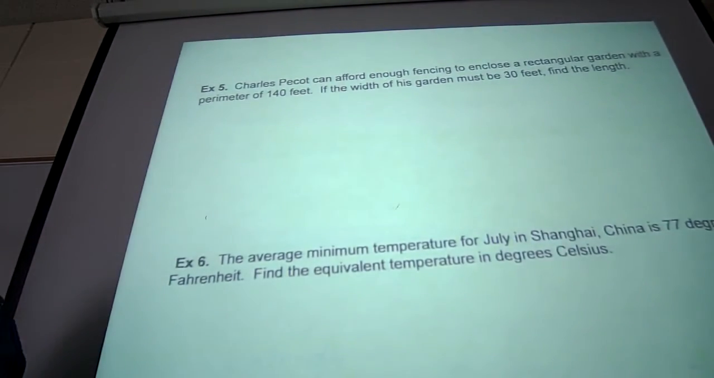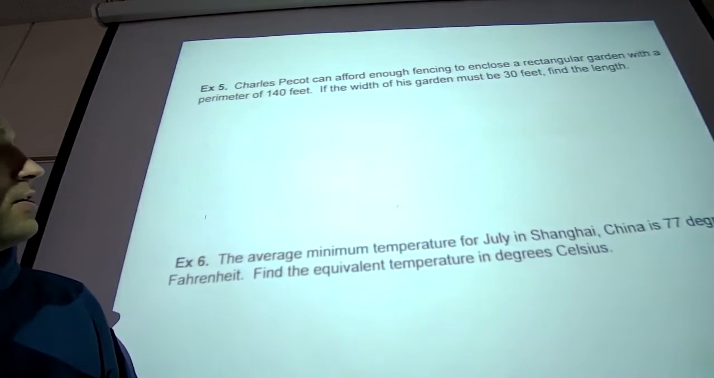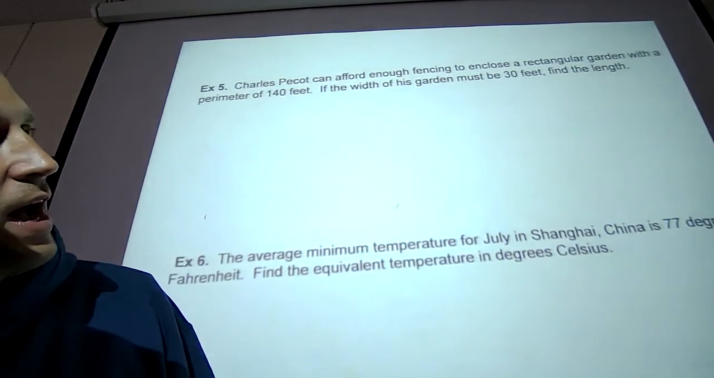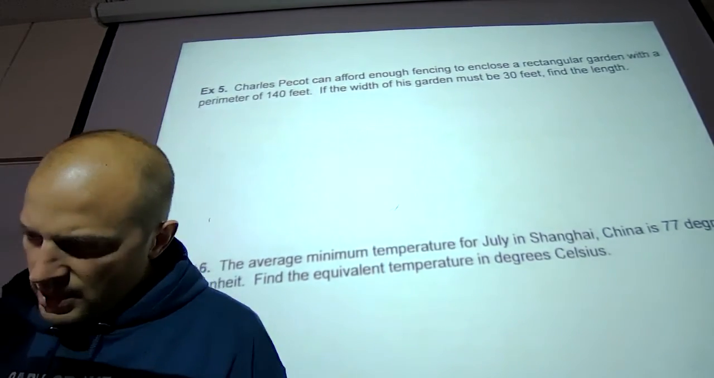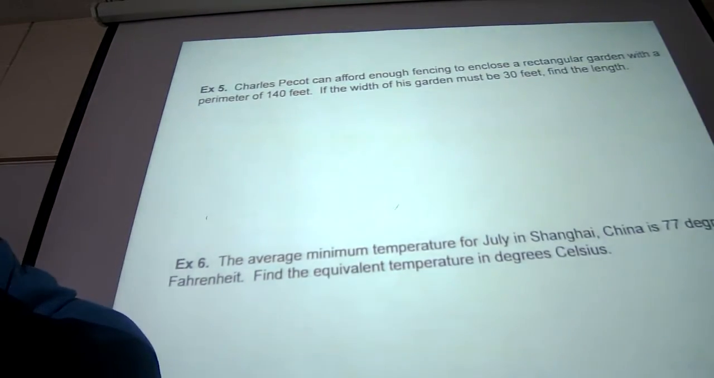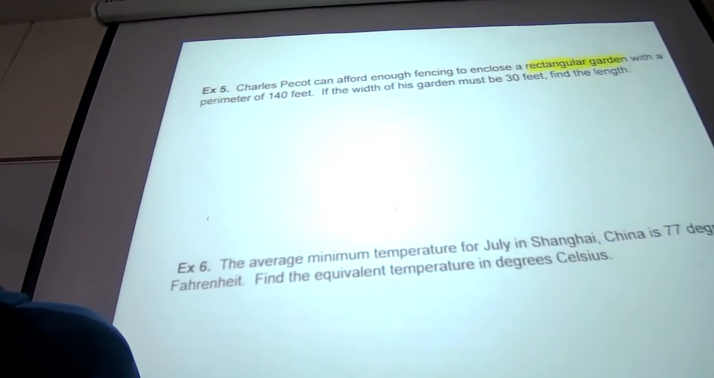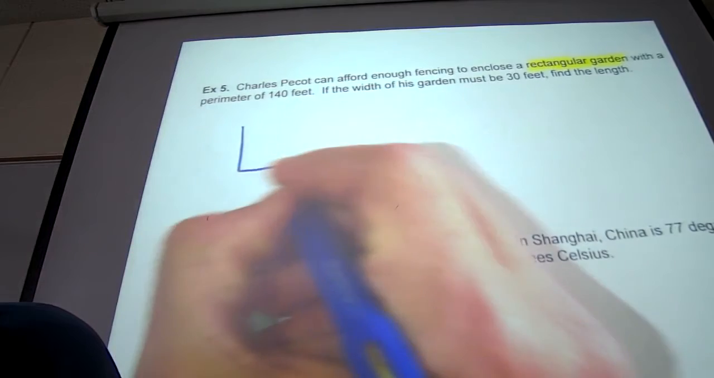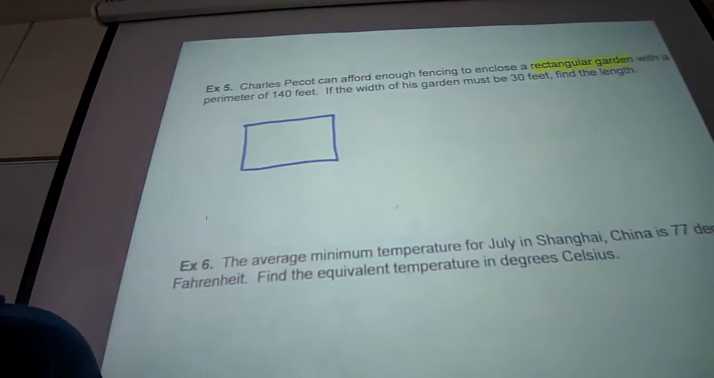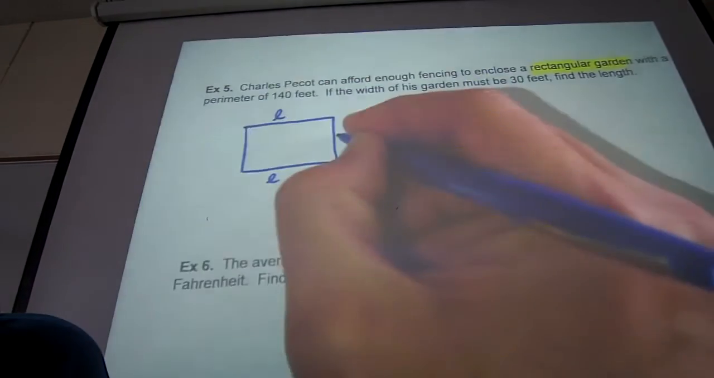Charles Peacock can afford enough fencing to enclose a rectangular garden with a perimeter of 140 feet. The width of his garden must be 30 feet. Find the length. Okay, I'm a visual person and you guys are too. I'm guessing you see that we are doing a garden here. Nice rectangular garden. So let me draw a little rectangle for you. We got lengths. Those are my L's, and we got widths.